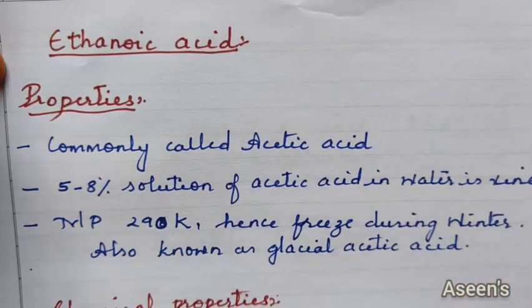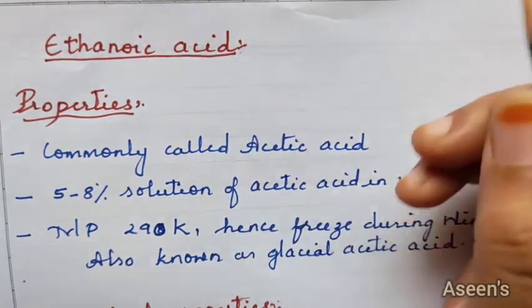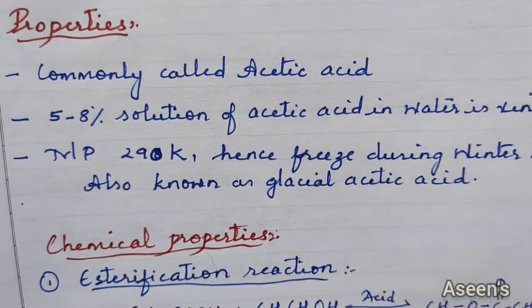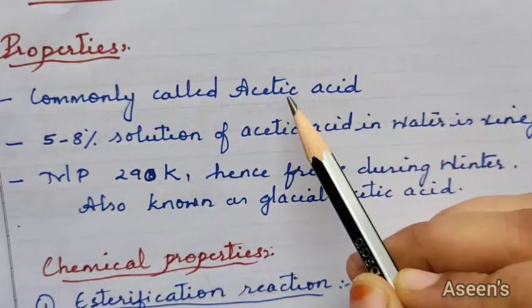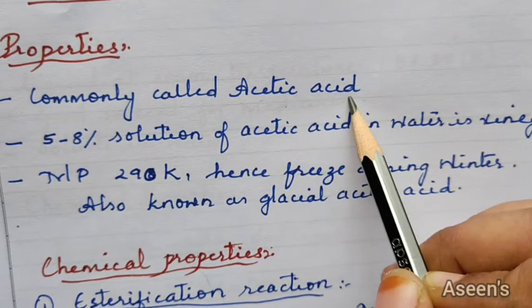Now we are going to go for the next one, that is ethanoic acid. So this one is a carboxylic acid. Okay, so we're going to see what are the properties. Ethanoic acid is also known as acetic acid. A common name for ethanoic acid is acetic acid.